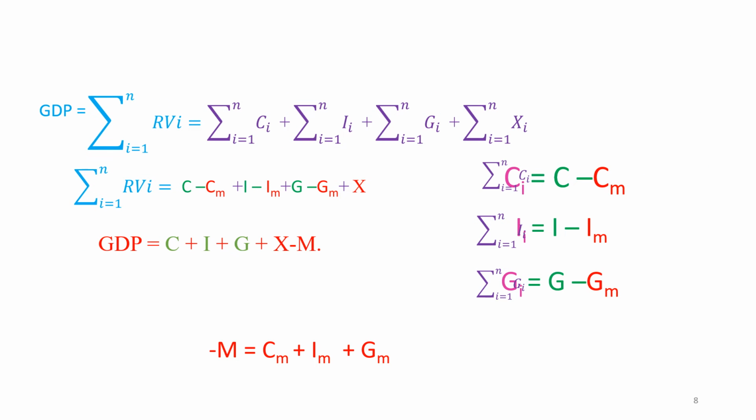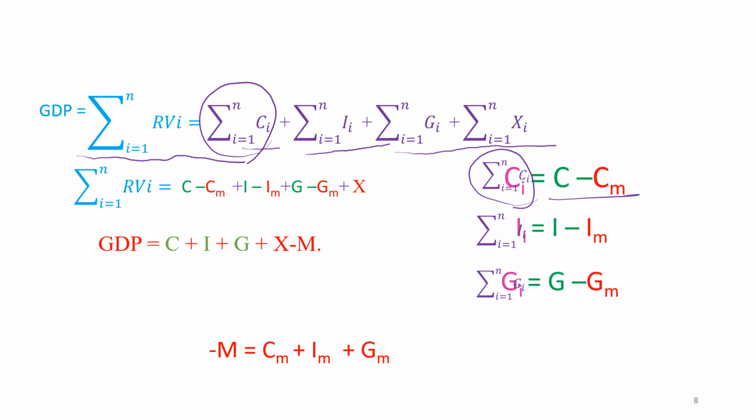So dear students, you can see here GDP equals sigma i equal to 1 to n RVi, equal to sigma i equal to 1 to n Ci, sigma i equal to 1 to n Ii, sigma i equal to 1 to n Gi, sigma i equal to 1 to n Xi. Now what we will do is, in the place of this, we are going to substitute.